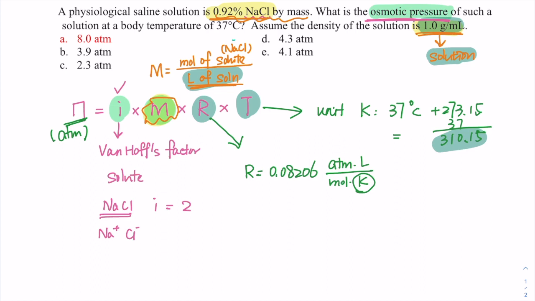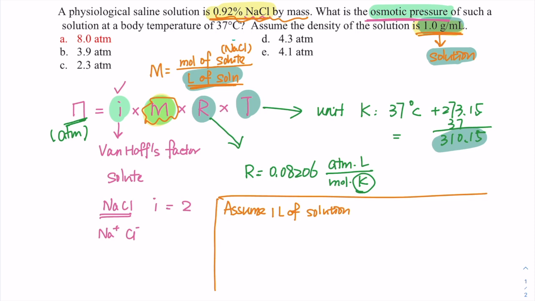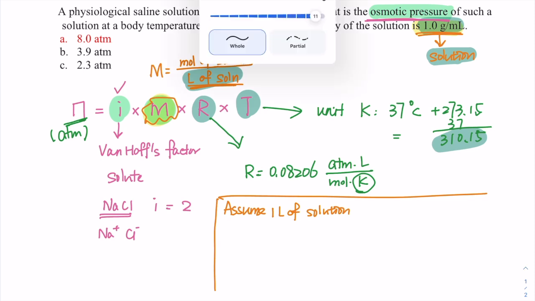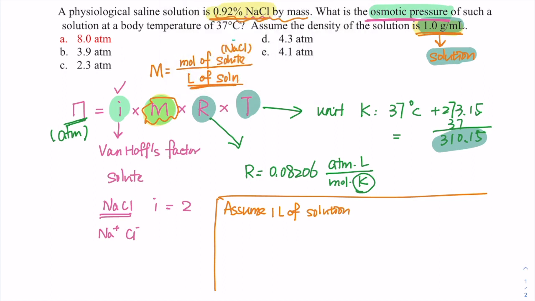Okay, so here is the logic. We're going to assume we have 1 liter of the solution. Then you ask, why are you assuming a liter, not 10 liters or 0.1 liter? Why 1? The reason is, look at the concept of molarity. The definition for molarity is moles of solute divided by liter, the per liter concept.